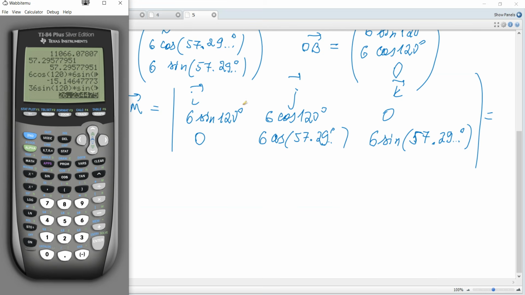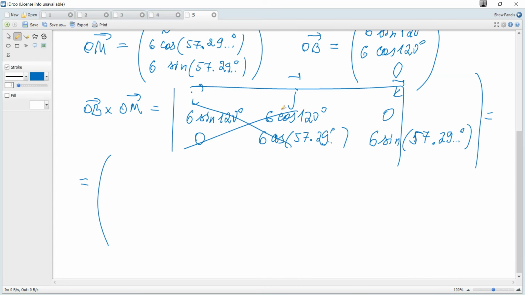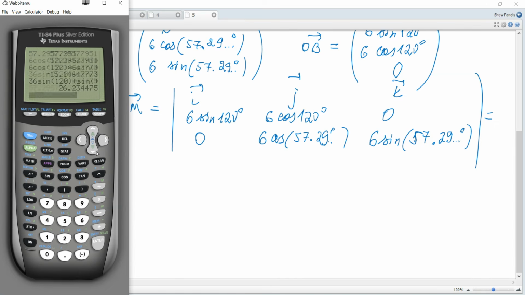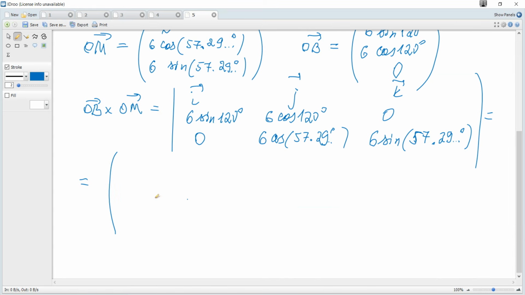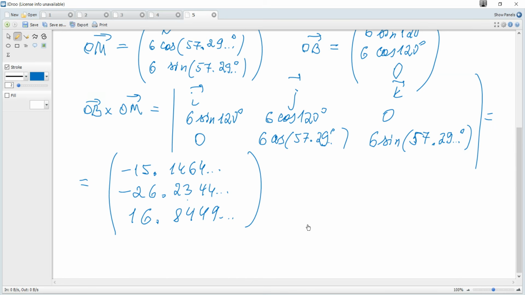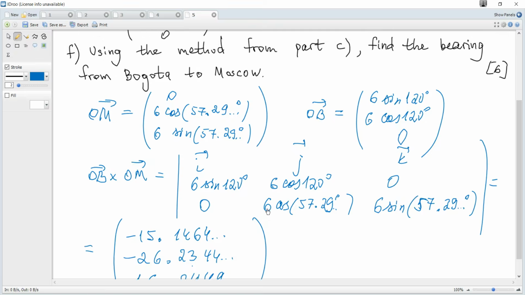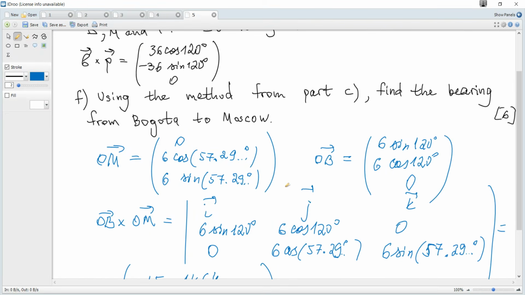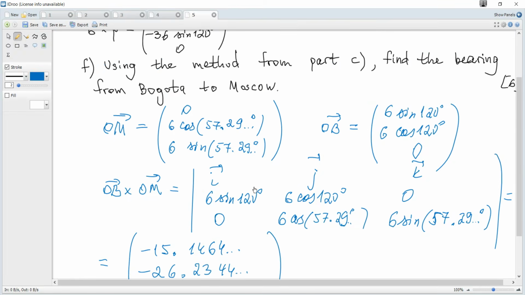And plus k, and this product minus this product, and it's 16 point something. So it becomes negative 15.1464 and so on, negative 26.2344 and so on, and 16.8449 and so on. You may use the formula which is given in the data booklet and substitute directly to get this. And finally, the required bearing is the angle between two vectors. One vector is this and another vector is this.